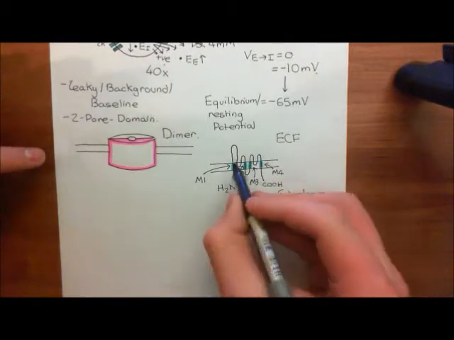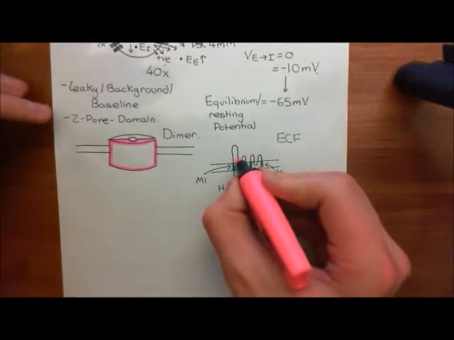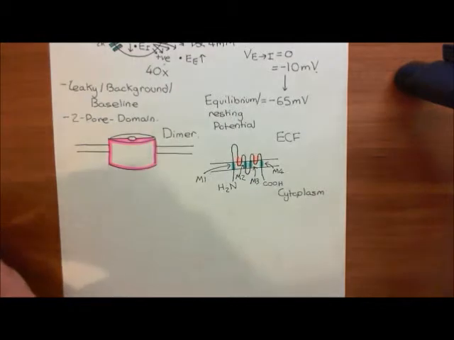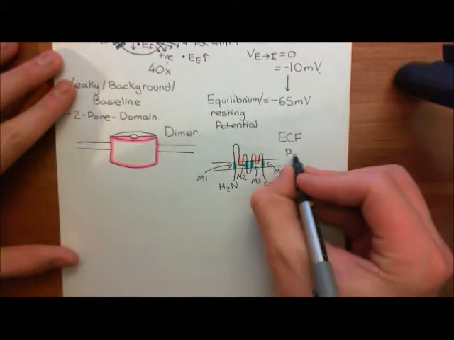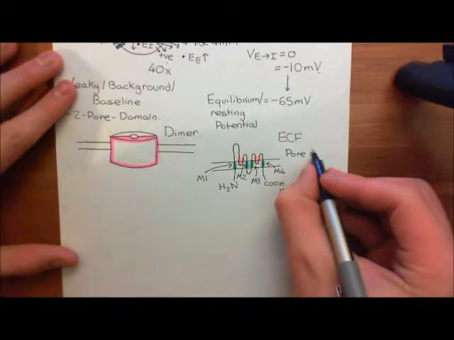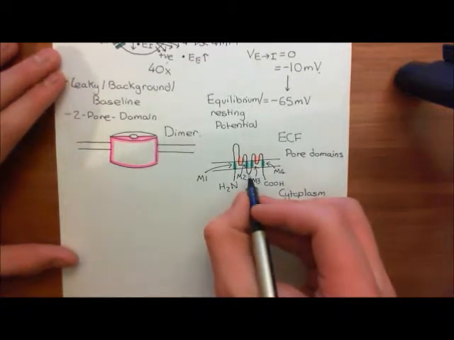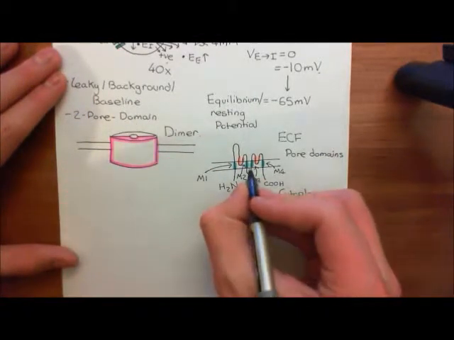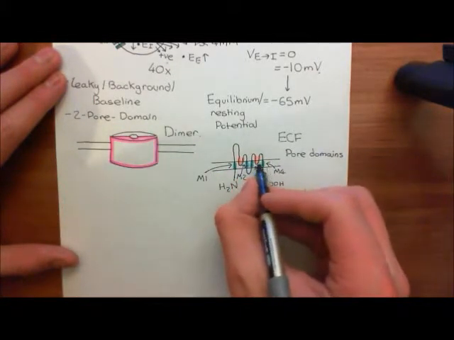Next up we'll label these loops that try to span the membrane but fail. These portions that are now highlighted in red are called the pore loops, or the pore domains, and the reason for this is that they are going to line the pore on the extracellular side. This is why these potassium channels are called the two-pore domain potassium channels, because each subunit of one of these channels has two pore domains.